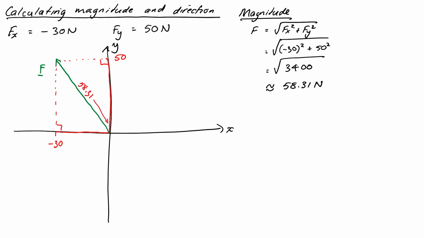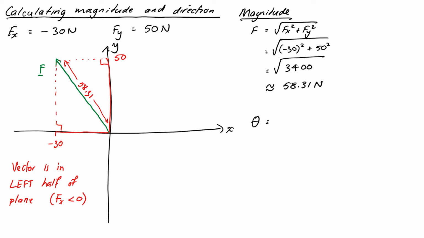And we can calculate the direction in the same way that we did for our inverse tangent calculation before. So our vector is in the left-hand side of the plane. So you can recognize this by a negative x or a negative horizontal component. So we're going to need to add or subtract 180 degrees to get the right answer.